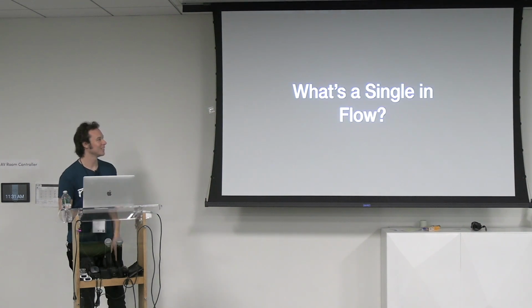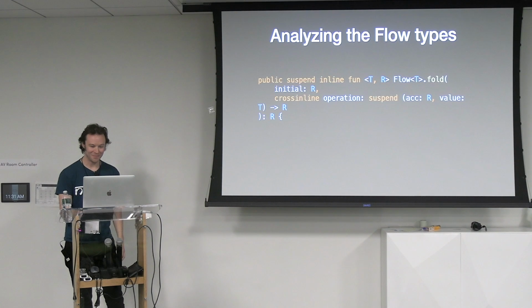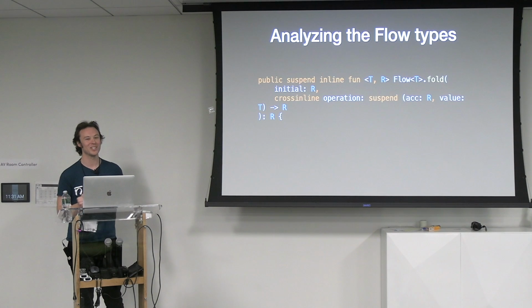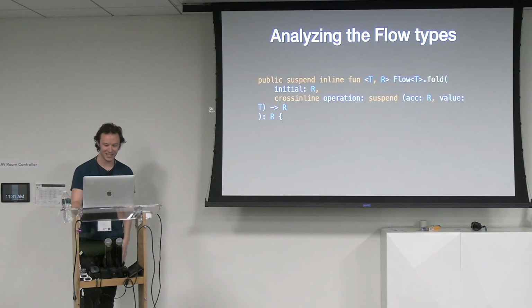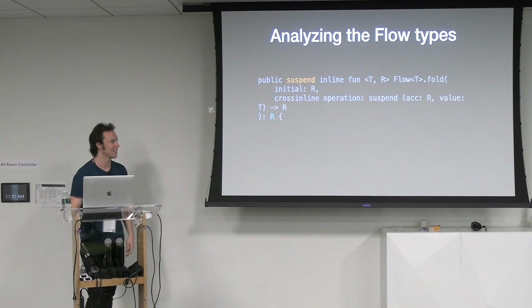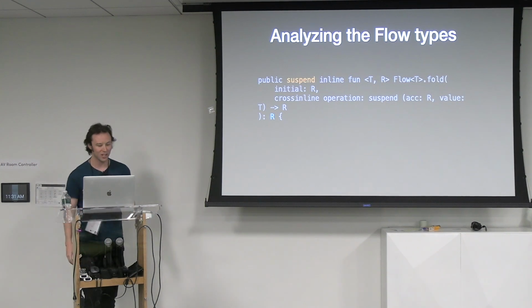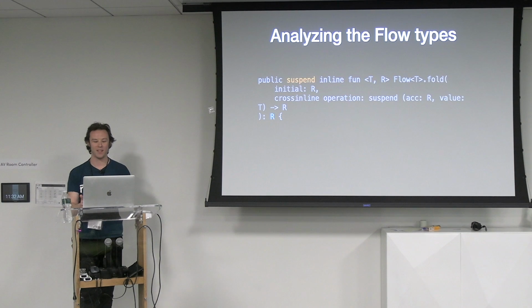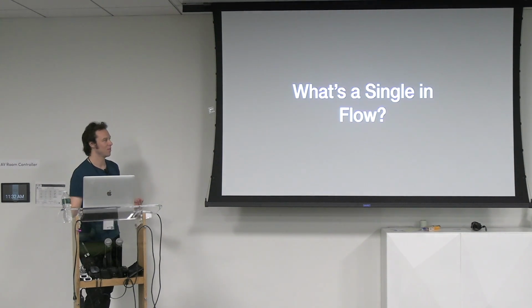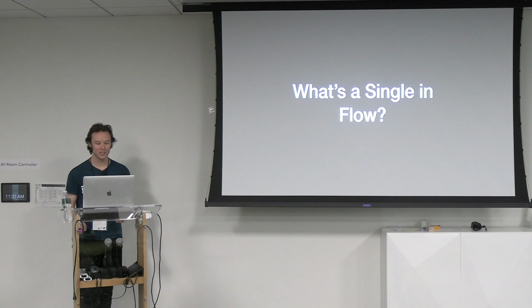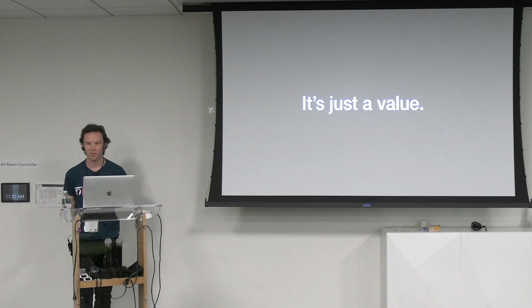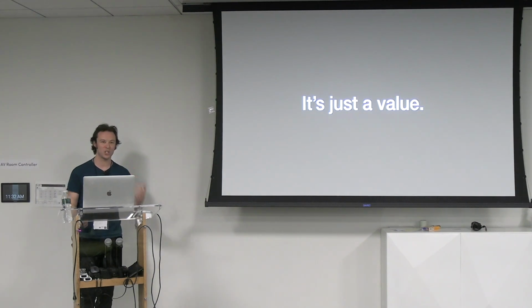What's a single in Flow? Oh man, I love this slide. Again, this is such a great method header. It has all these wonderful keywords that are so confusing. Again, we don't care about any of them except these two. So when you call fold on a flow, it's again a suspending call. And it returns just whatever the type of the accumulator you pass in is. So we can ask the same question: what is a single in Flow? Well, a single in Flow is just a value. There's no extra asynchronous wrapper around it, other than the fact that it's a suspending call.